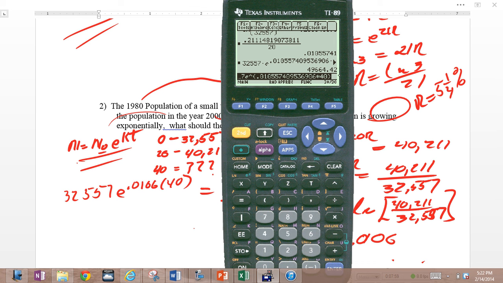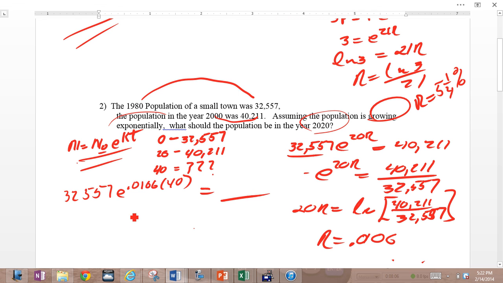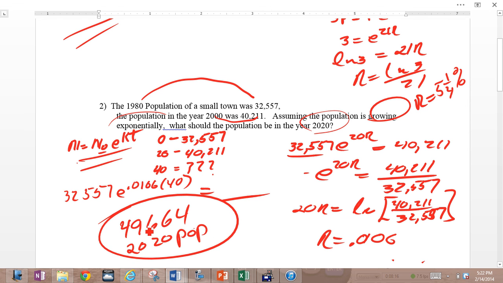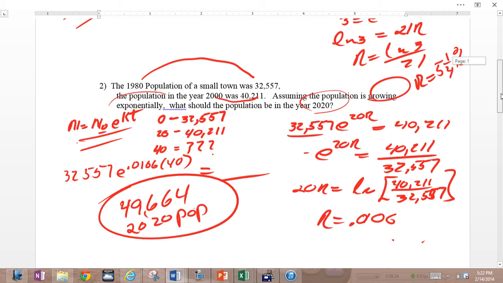49,664. We don't get a fractional part of an individual, we just truncate that. 49,664 is the 2020 population. Let's do another example, just to show you again exactly how this works.